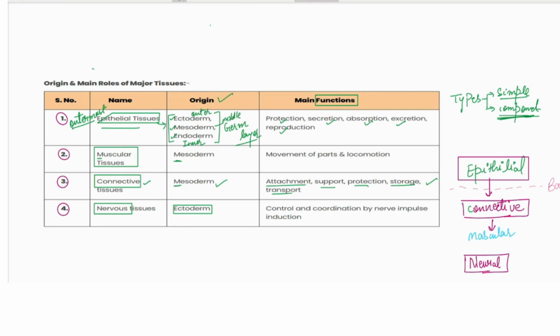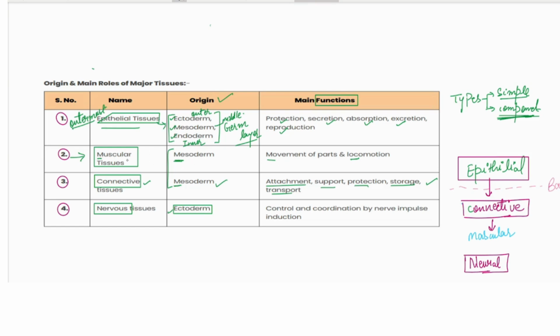Okay, so the outermost, the innermost, and the mesoderm middle layer all give the epithelial tissues, and the neural tissue is originated from the outer layer, that is the ectoderm. The remaining two would be originated from the mesoderm. And the function of the muscular tissue would be movement. M for muscular, M for mesoderm, M for movement and locomotion. Okay, I hope this is very clear to you, because everything is from the M only.